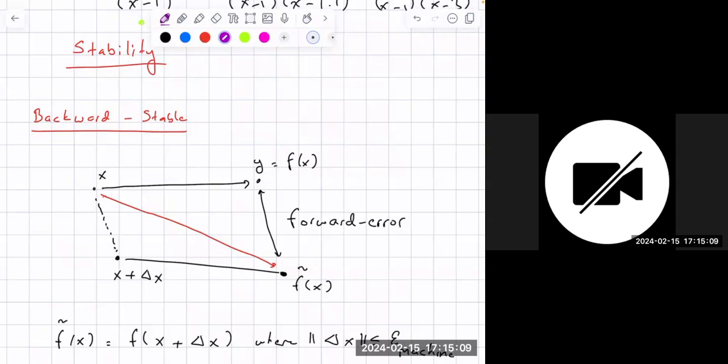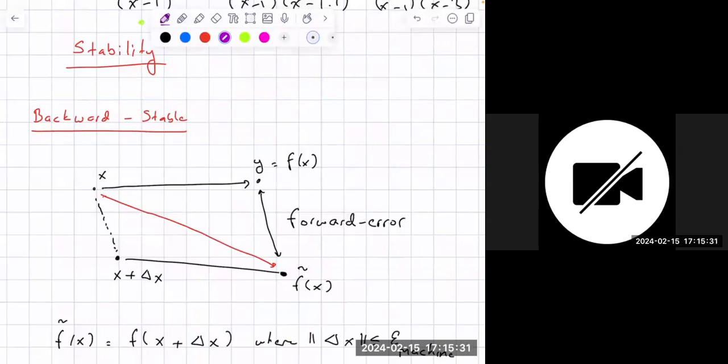Backward stable means the following: the thing your algorithm spits out actually corresponds to an input just a little bit away from what you actually wanted to compute with. What does it mean? It means the following: whatever your algorithm is spitting out, it corresponds to an actual input.